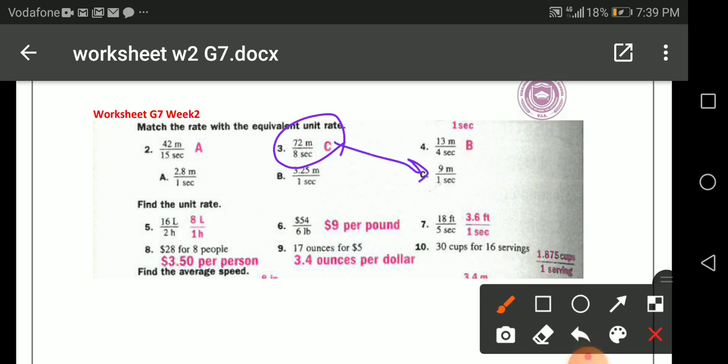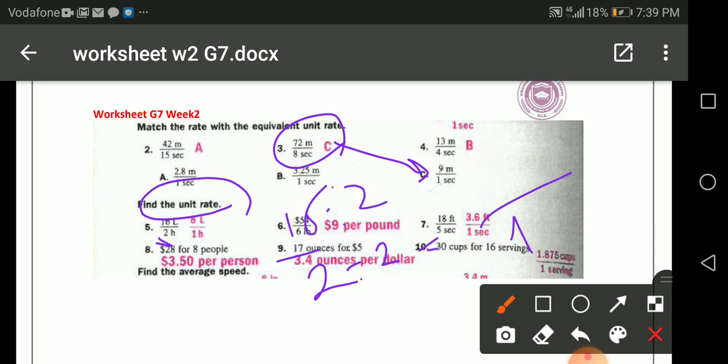Okay, find the unit rate here. When I say unit rate, I need the denominator to be 1. 16 over 2, and it's very easy like this. So I'm going to divide by 2, the same number, to get 1 down. Divide by 2, 16 divided by 2 gives me 8. So 8 over 1. Okay, and so on.